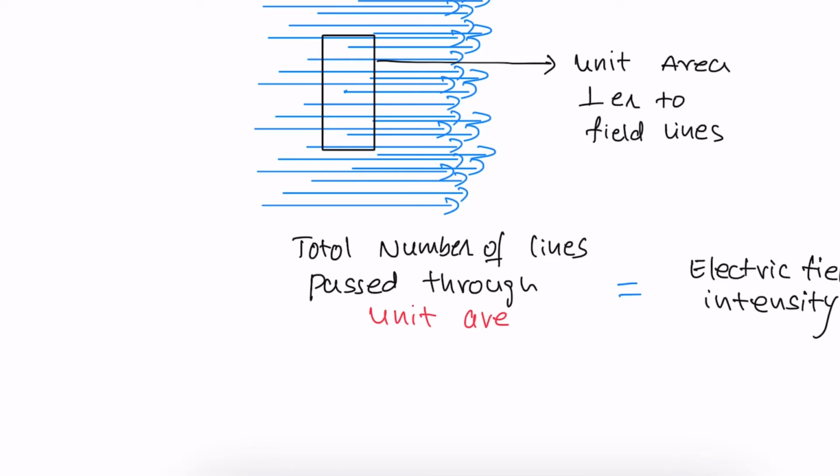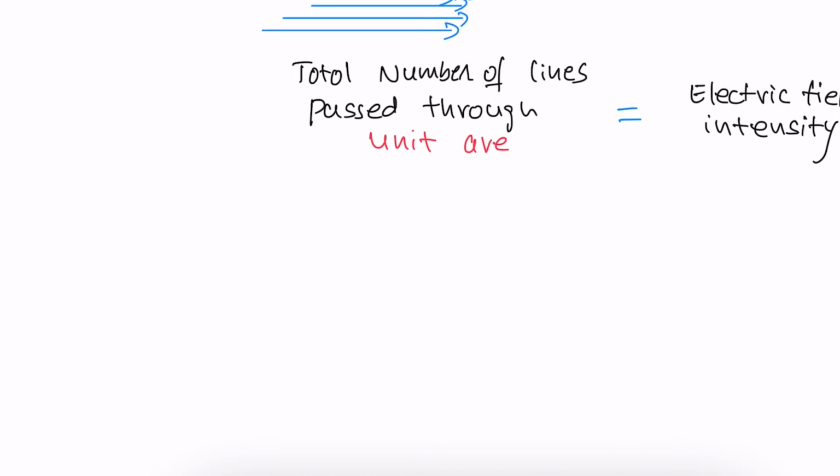So at the point P, see here, suppose the charge is here, around it creates electric field lines. Suppose a point P is there, so I take the unit area around the point P. So this is the unit area. How many lines pass through this area?